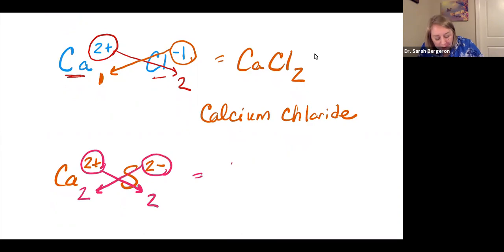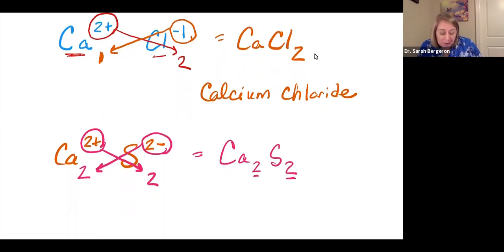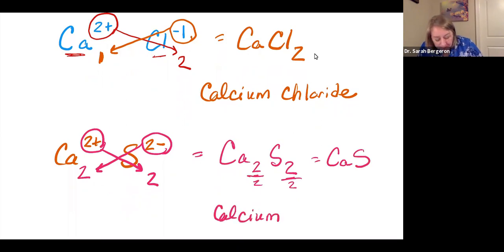So if I were to write that, that would be calcium 2, sulfur 2. But we don't write it like this because this can be reduced. Just like you reduced a balanced chemical equation, you reduce your formulas for your ionic compounds. And so what can you do to both of these? You can divide them by 2. And so that's Ca1, S1. So this is calcium sulf, and remember this is just an ion, sulfide.